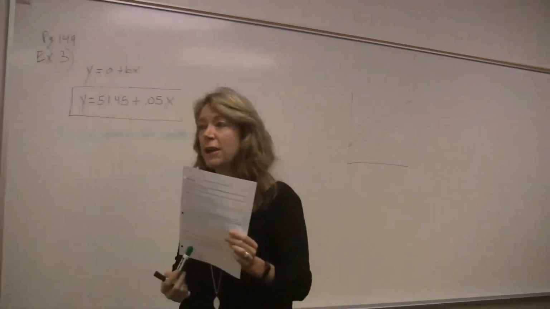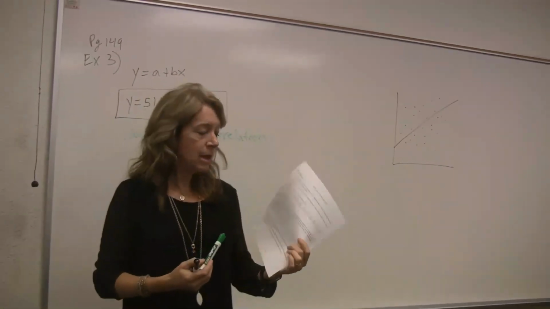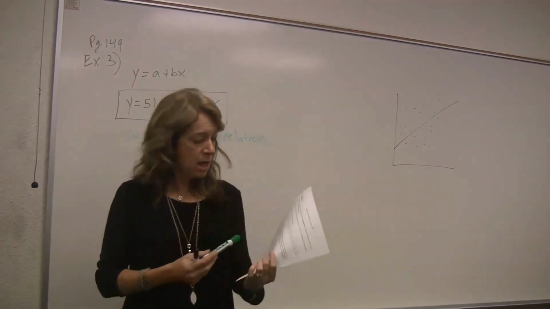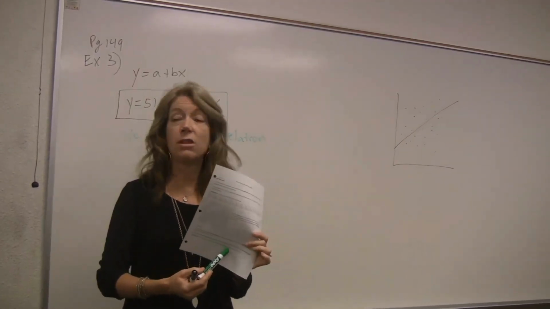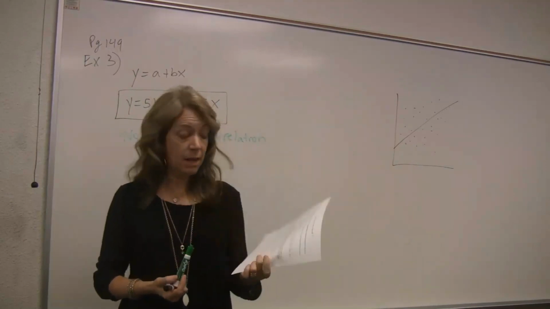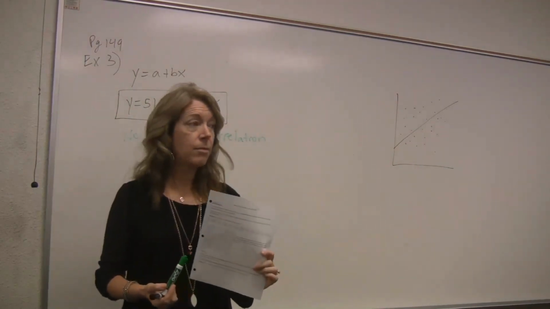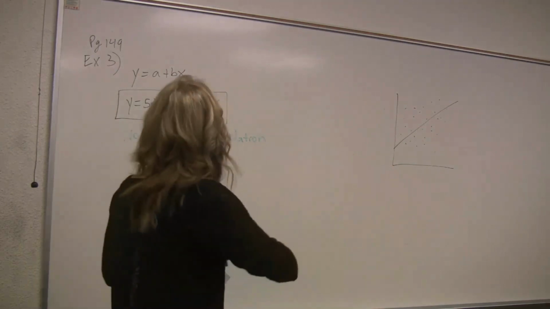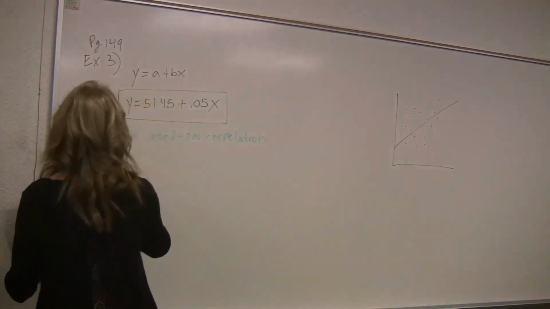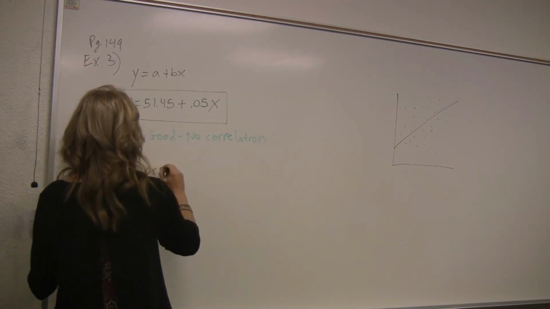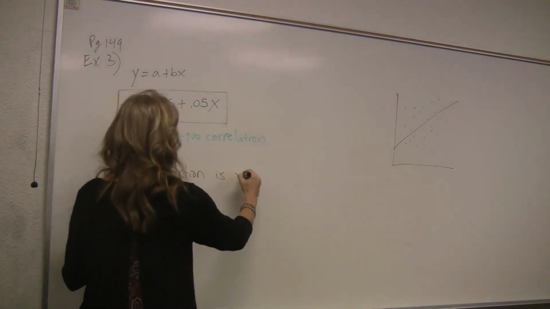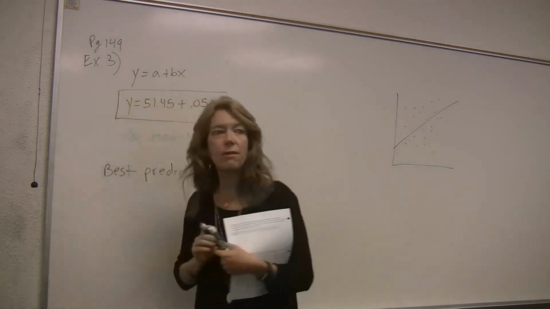Back on the bottom of 148, it said, if there is a correlation, we're going to plug into that line. If there's no linear correlation, what's it say? The best prediction is the mean value of y. So the best prediction in this case is y bar, the mean of the y's.